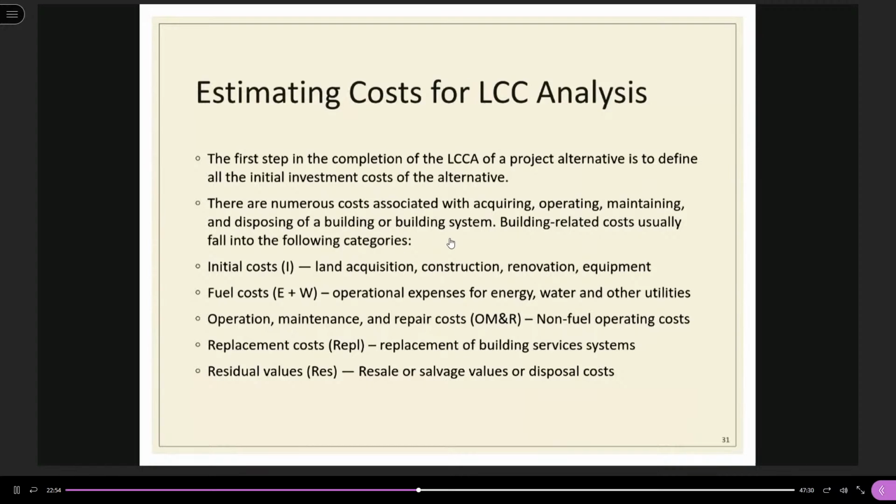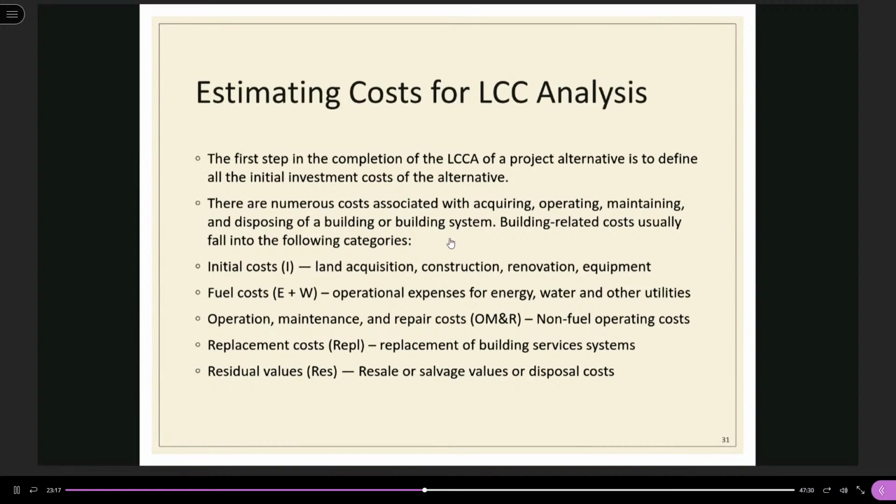Estimating costs for life cycle cost analysis. Okay, so now is the how. We know the concept of present value, we know what the discount rate and the escalation rate are. So how exactly can we do the life cycle analysis?